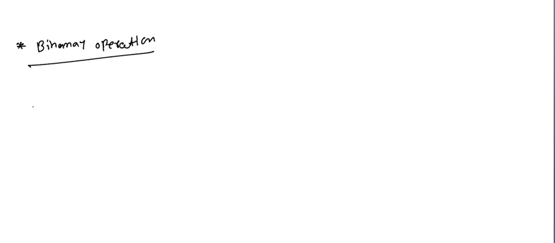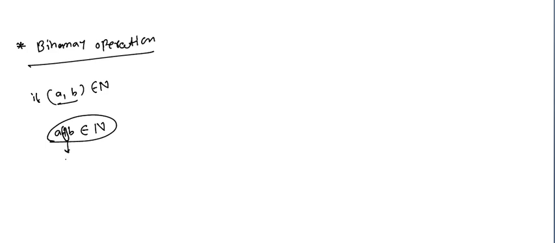So just see, suppose you have two numbers a and b, both belonging to the set of natural numbers N. If I ask you what will be a plus b, then you say it is also a natural number. That is what we are observing here. Here is the plus sign. It is nothing but the operation.